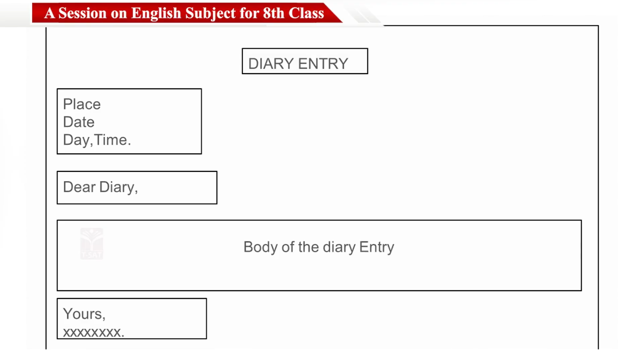Now, coming to the diary entry once again, the layout. If we go to the layout, you can see on the screen, my dear children, the first thing is you need to write diary entry in bold letters. The next one is place, date, day and time. And here I would like to point out the error that is usually committed by the students. The place is of course optional, but you can mention it. If it is related to the story in the 8th class, sometimes we don't know the place, so we avoid it. But if you know, you need to write it.